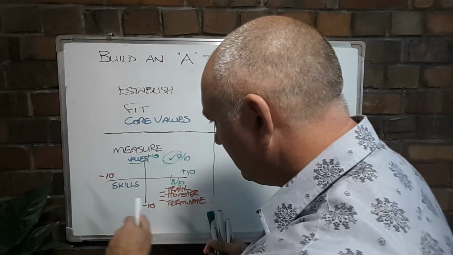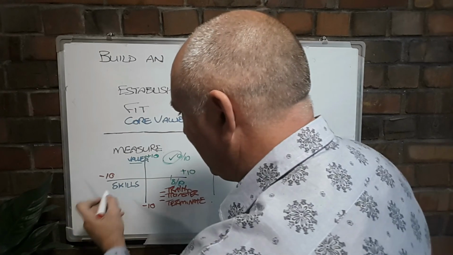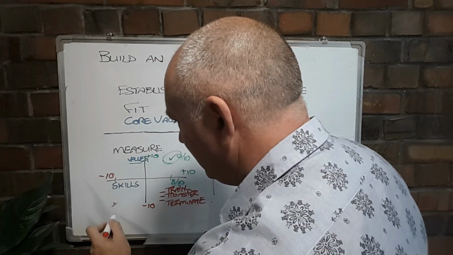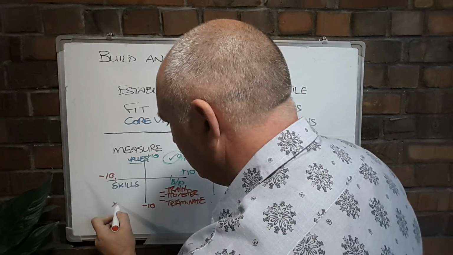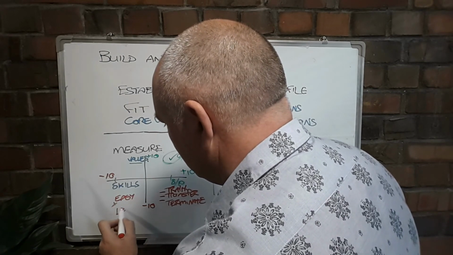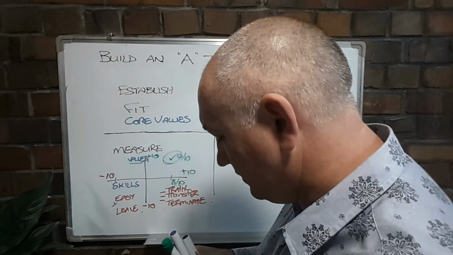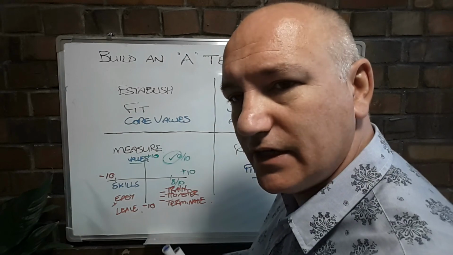Now let's go down the scale to a negative 10. Let's say they're a negative 8 out of 10 in terms of values, and a negative 9 out of 10 in terms of skills. Then it's an easy decision. They need to leave, unfortunately. But they might fit another organisation a lot more accurately.